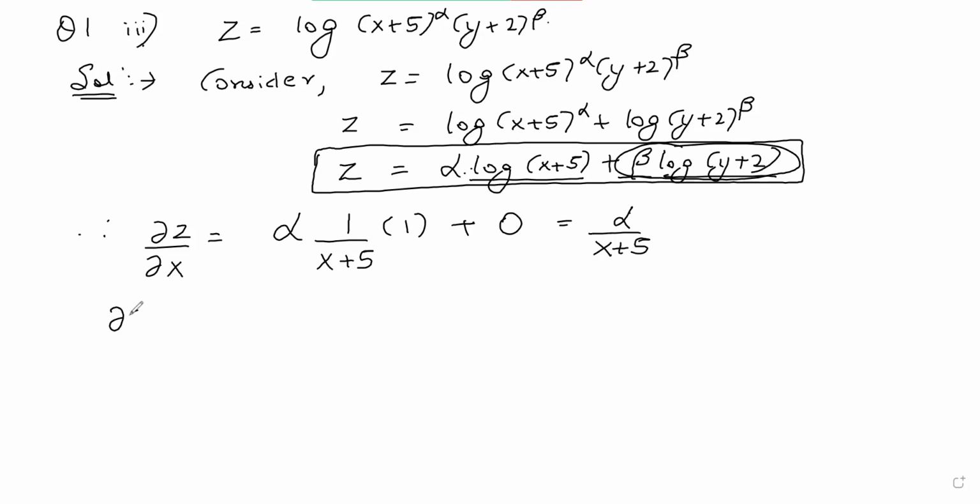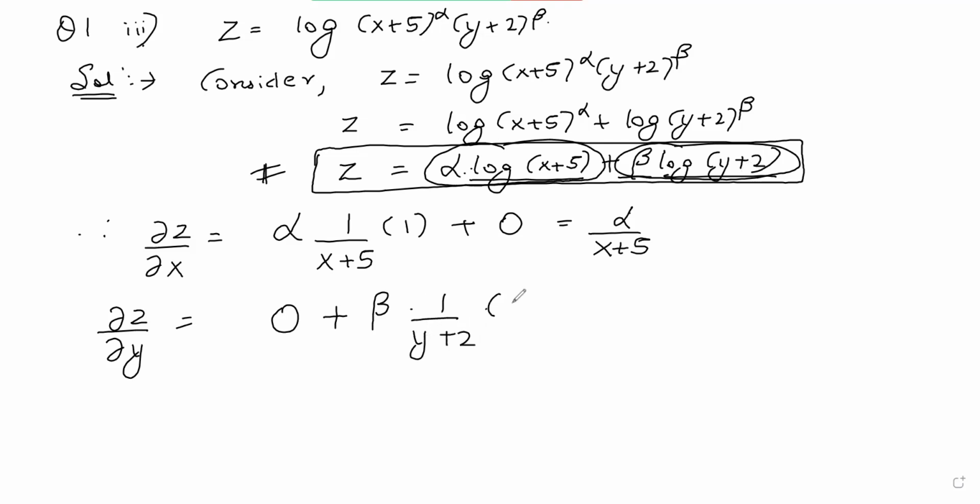If we find del z by del y, we partially differentiate the z function with respect to y, treating x as a constant. So alpha log of (x plus 5) is a completely constant term when I'm partially differentiating with respect to y, so its derivative is 0. Plus beta times log of (y plus 2), whose derivative is 1 over (y plus 2) times the derivative of (y plus 2) with respect to y, which is just 1. So my answer is beta over (y plus 2). That's del z by del y.